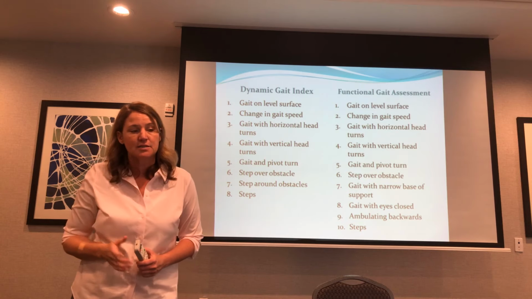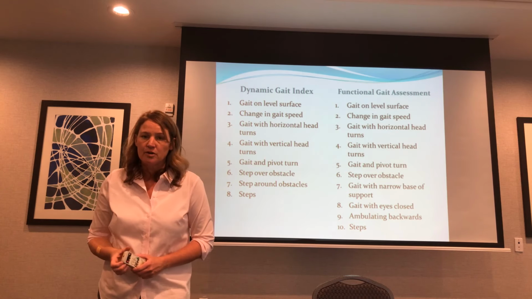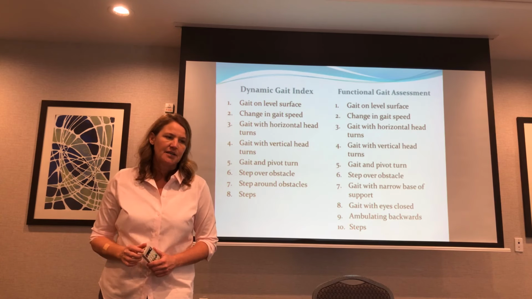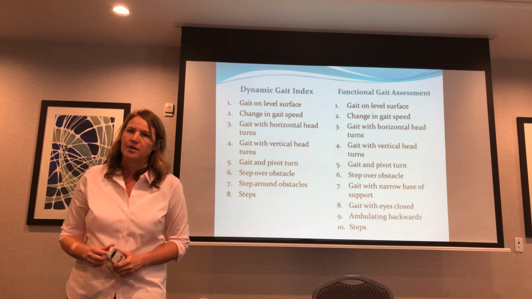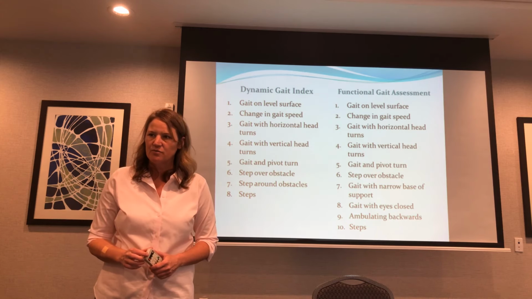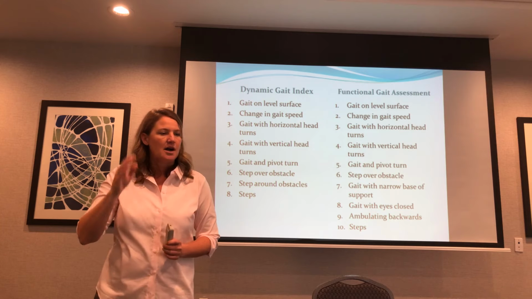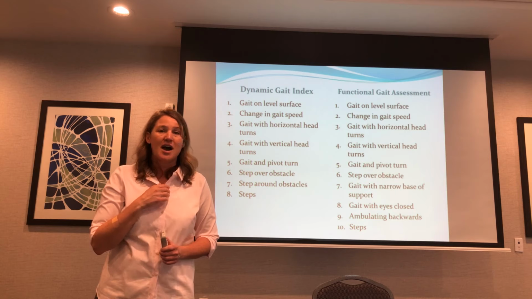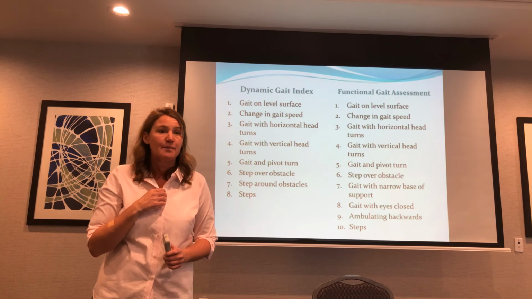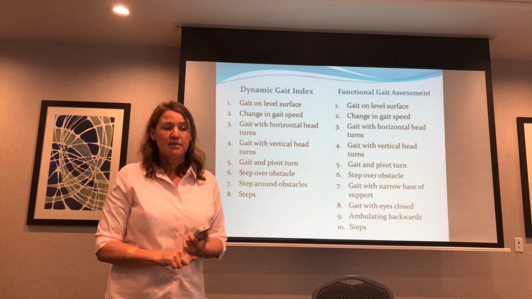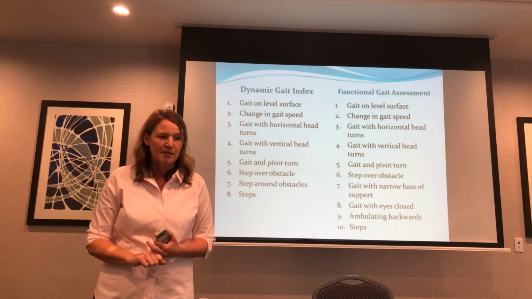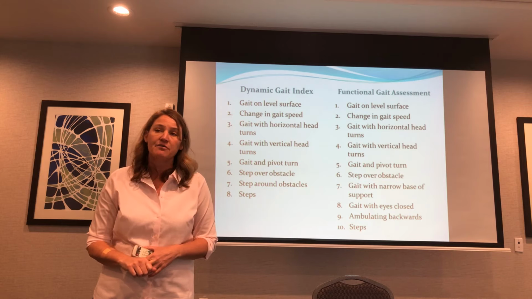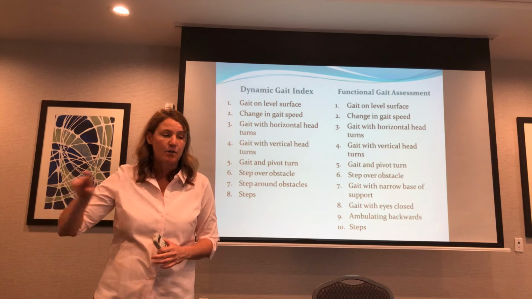Now the functional gait assessment is very similar, but they tried to raise the ceiling a little bit. So I think what was identified is there were some missing ideas that would really dictate whether somebody was going to be a successful community ambulator or not. So the functional gait assessment, that's the one I tend to use a lot. I use it quite frequently with our higher level TBI patients. So it looks at gait on level surface. A lot of it is very similar, changing gait speed, horizontal and vertical head turns, pivot turn, stepping over an obstacle. They got rid of around an obstacle, so they eliminated that one.